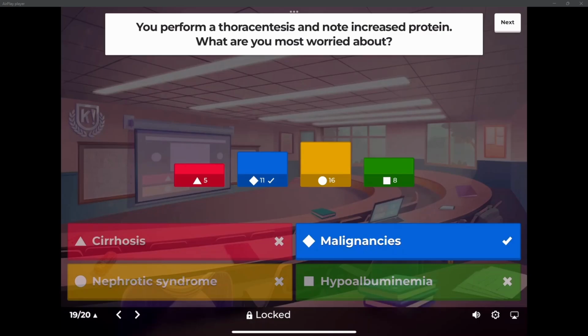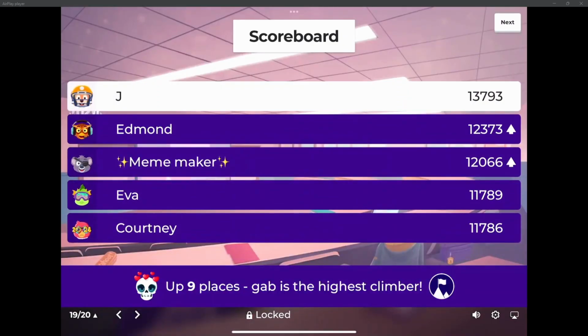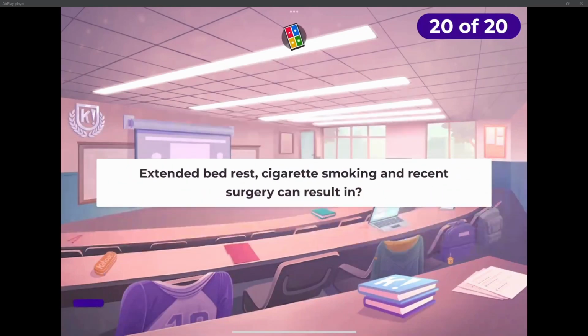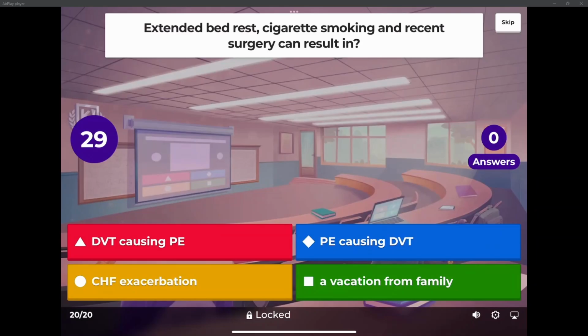Cirrhosis, nephrotic syndrome, hypoalbuminemia. Yes, they will cause fluid overload as well, but it's going to be a transudate. Mainly just water in there. With the other three, malignancies will have the protein in there. So make sure you understand the difference between transudate versus exudates. Okay, extended bed rest, cigarette smoking, recent surgery can result in what?